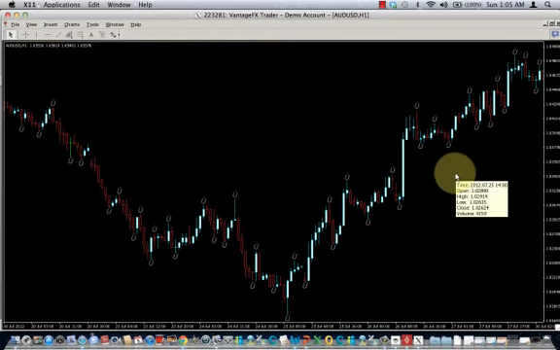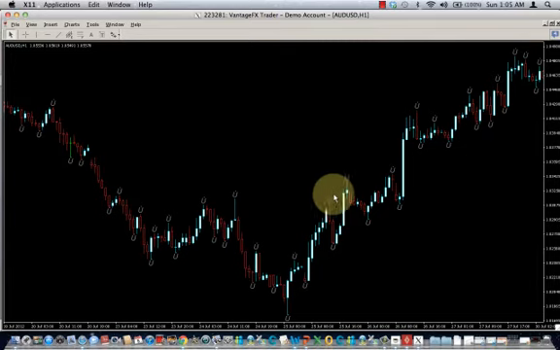And then you're going to start throwing in pivots and you're going to start throwing in average daily range. And now all these things are going to start making sense to you. And then you're going to start seeing these formations that occur around those levels.